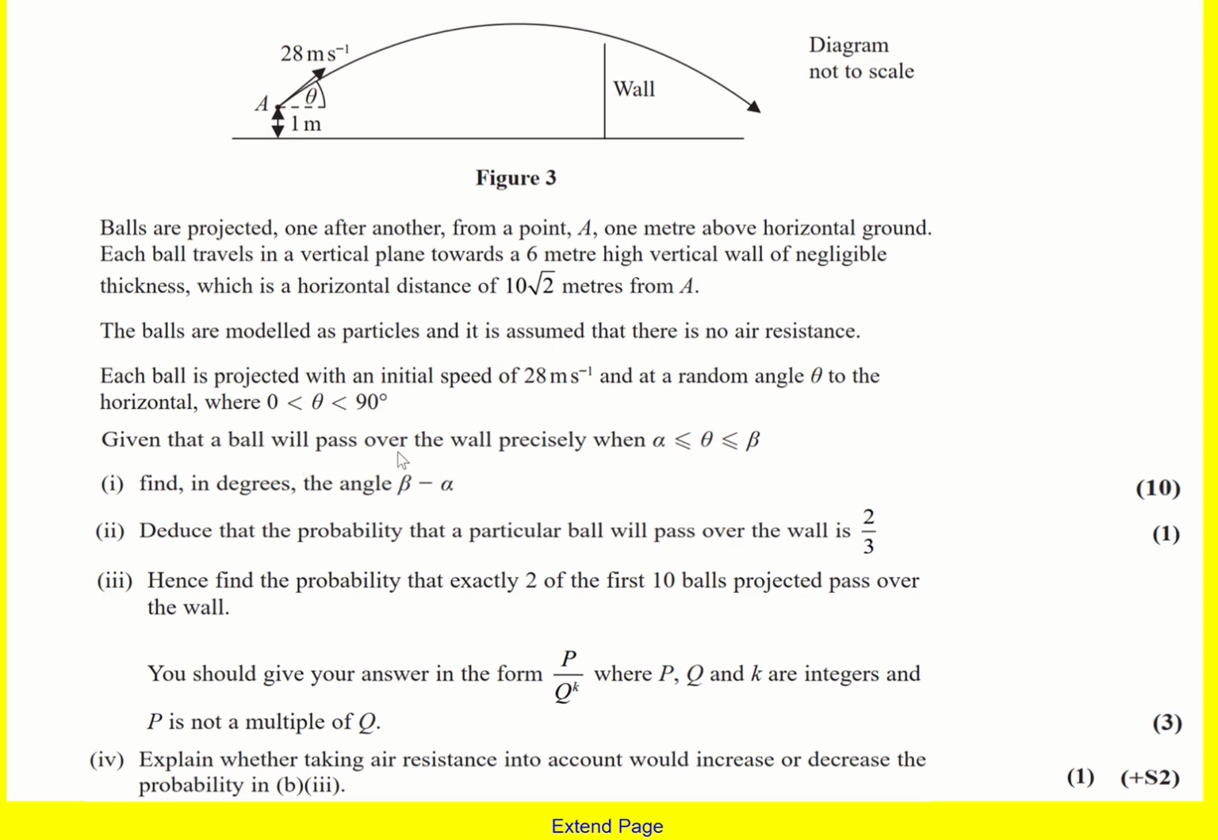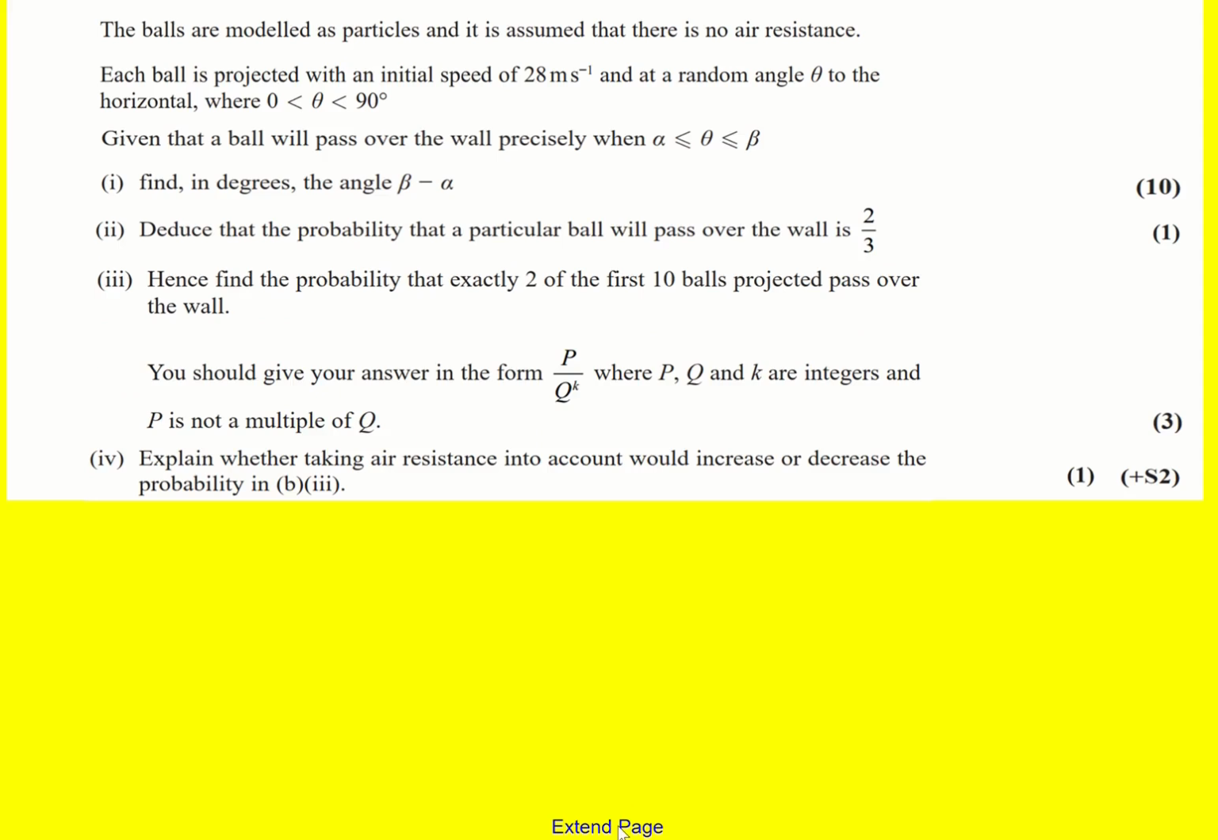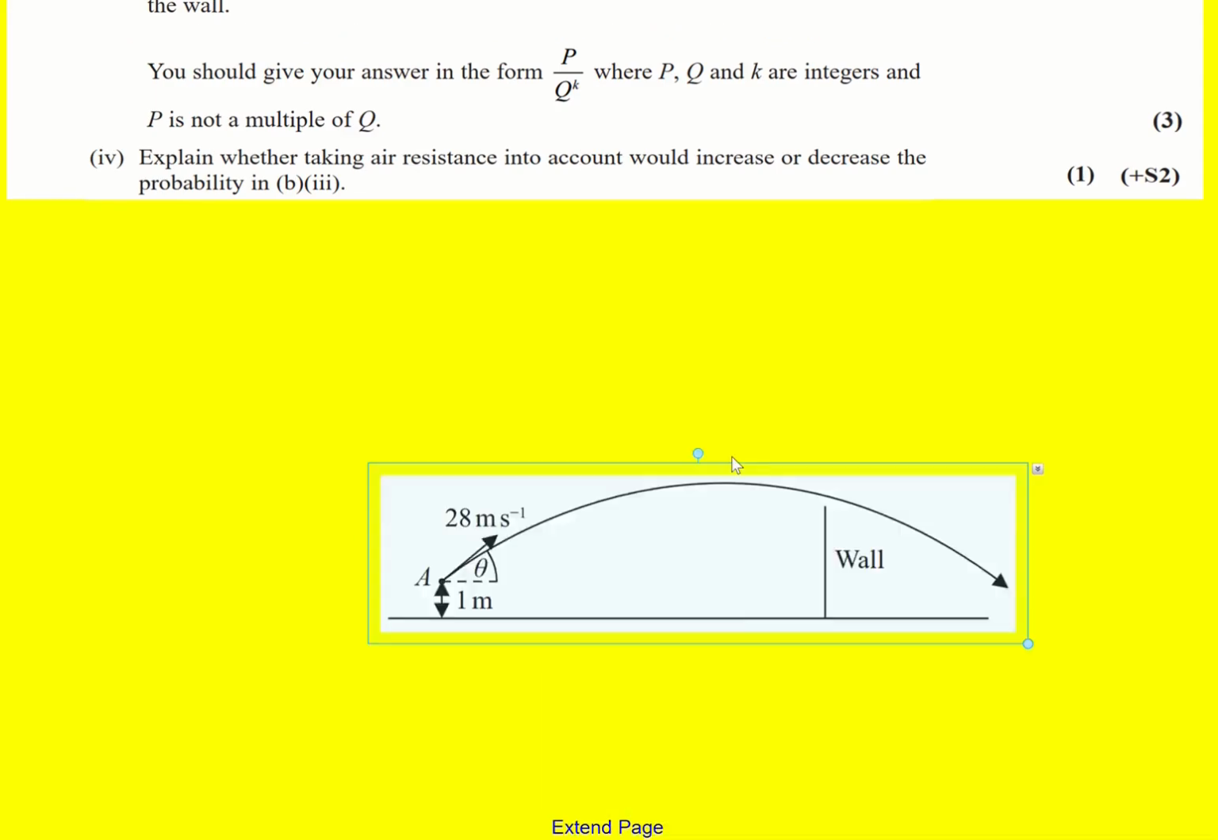And then we're given that the ball will pass over the wall when theta is between 2 values, because if theta is too big, it's just going to come up and back down, or it's not going to quite meet the wall. And if it's too low, it's clearly just going to hit the ground first. There's going to be a minimum and a maximum. And we're asked to find in degrees the angle beta minus alpha. Okay, let's do this.